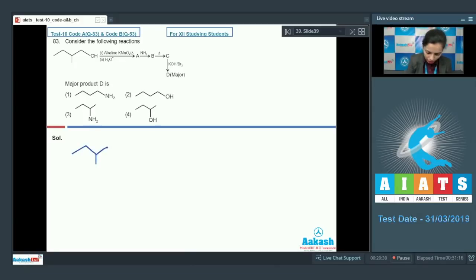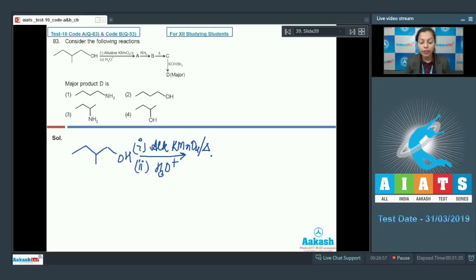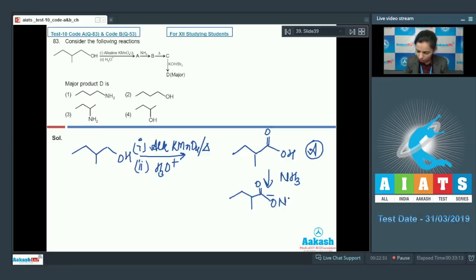So here is the alcohol, and in the presence of a strong oxidizing agent, that is alkaline KMnO4 in the presence of heat, followed by H3O positive ion, here is the formation of carboxylic acid. Strong oxidizing agent, that's why carboxylic acid is formed in this way. It means A becomes this compound. Now, when this A is treated with ammonia, NH3, it forms compound B. Now, this B is heated. In the presence of heat, it gets changed into amide.